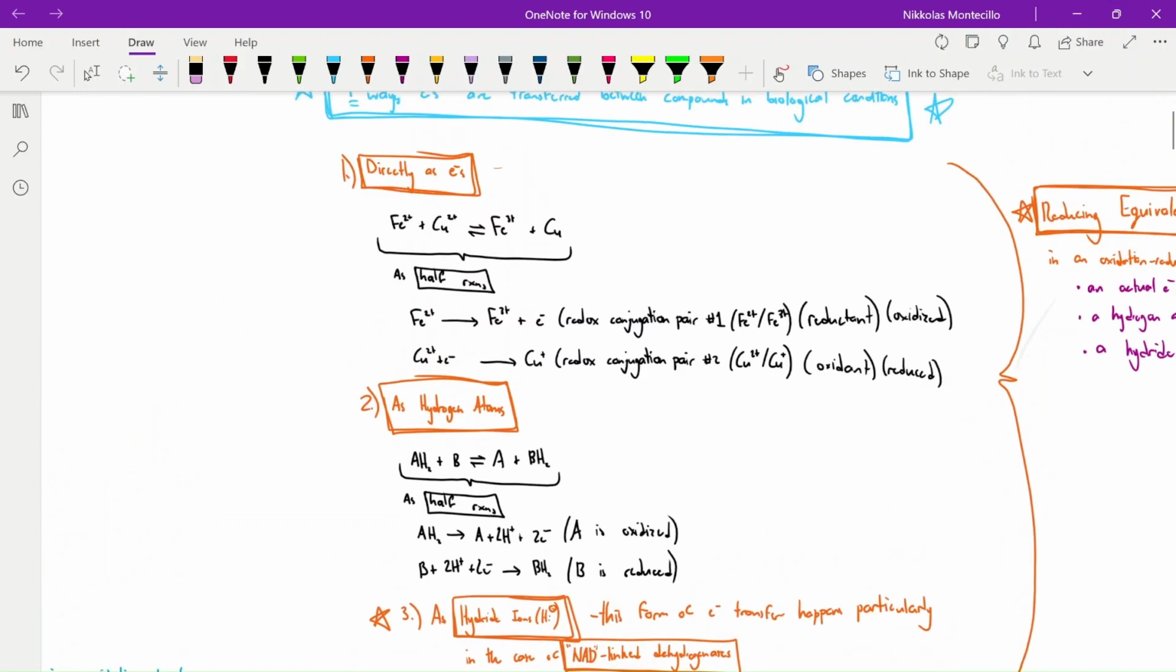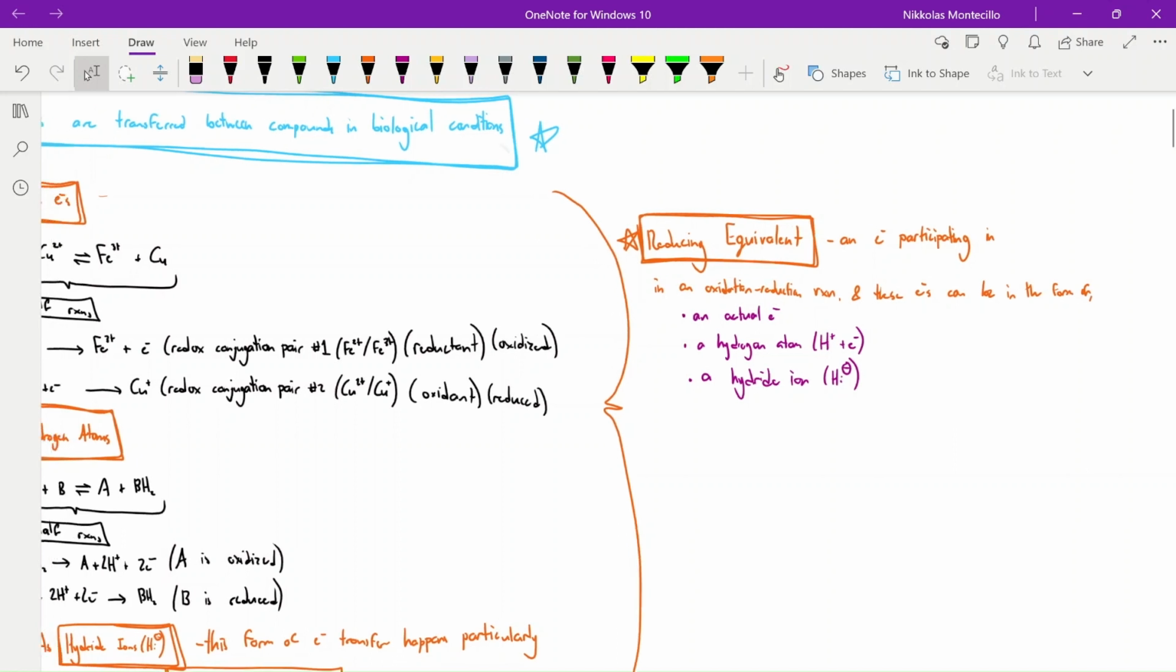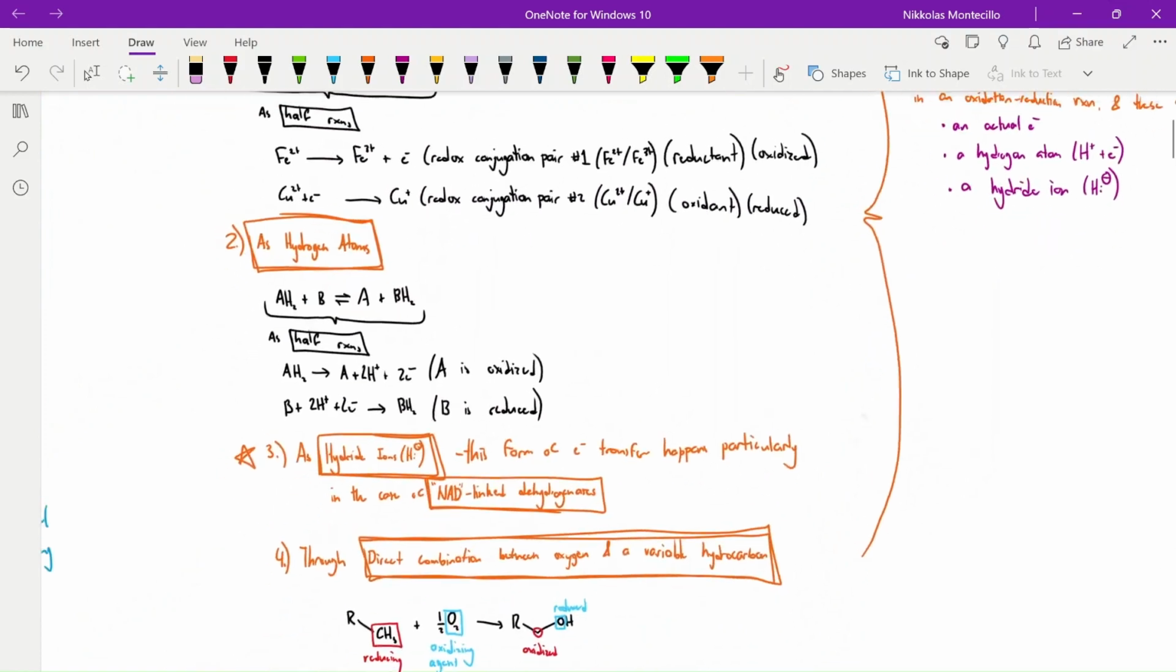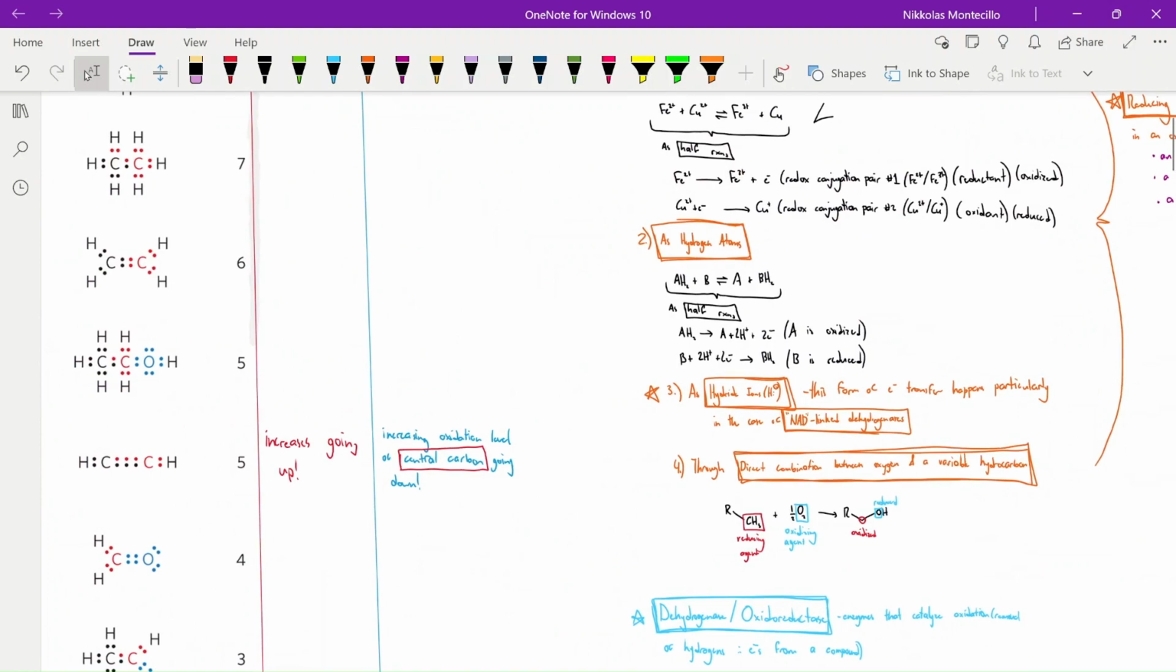Now, we also need to go through the term reducing equivalent, which refers to the electron participating in an oxidation-reduction reaction. And these electrons can be in the form of an actual electron, as shown here in example 1, and then a hydrogen atom, which is shown in method 2, and then a hydride ion as shown in method 3. Okay.